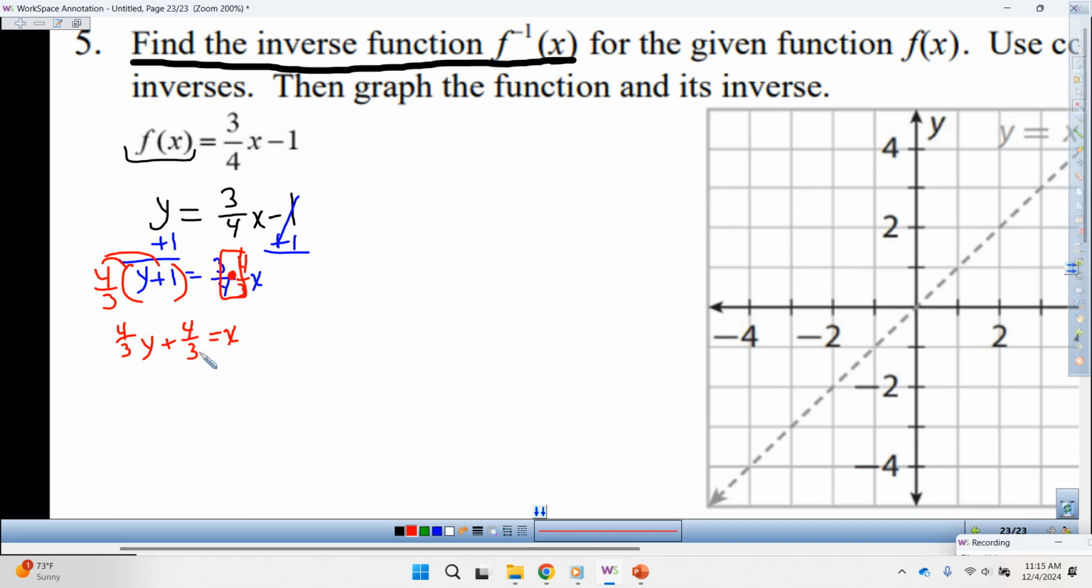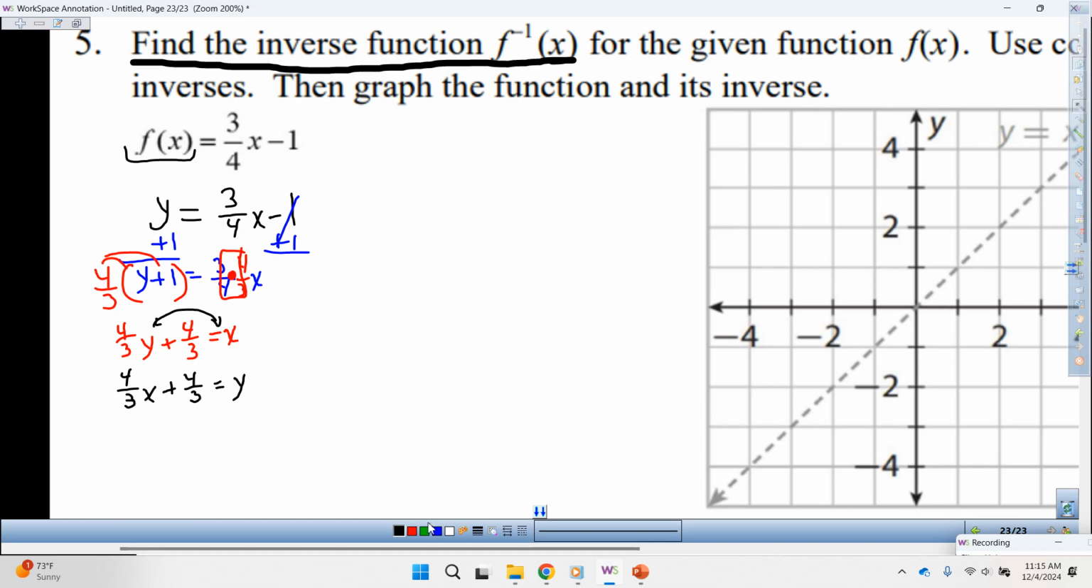Is that the inverse? No. Pass someone, Enrique. Mario, what do I do next to make it the inverse? You switch them. That is correct. Switch the variables. So we end up with 4/3 x plus 4/3 equals y. And now we just need it in function notation, yes?